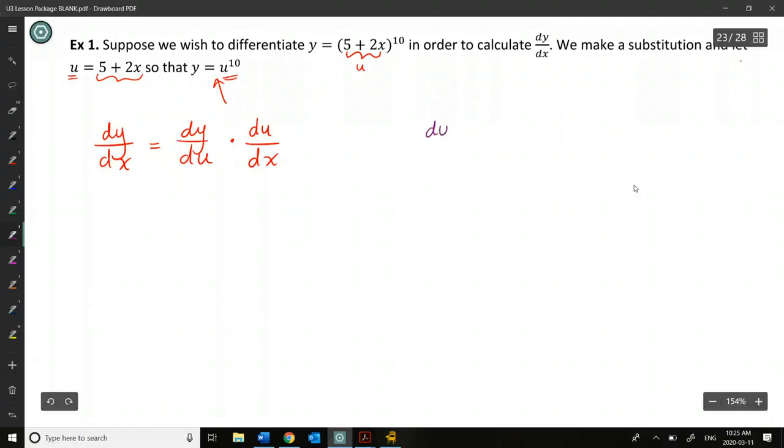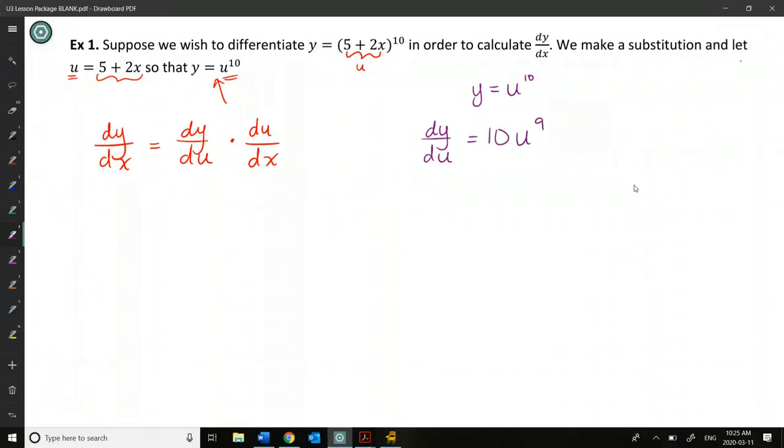So dy over du, if we're using the function y equals u to the 10, what's the derivative of this function with respect to u? So just power rule. I think you're doing 10 to the u, Grayston. We're doing u to the 10. So it would be 10 u to the 9.